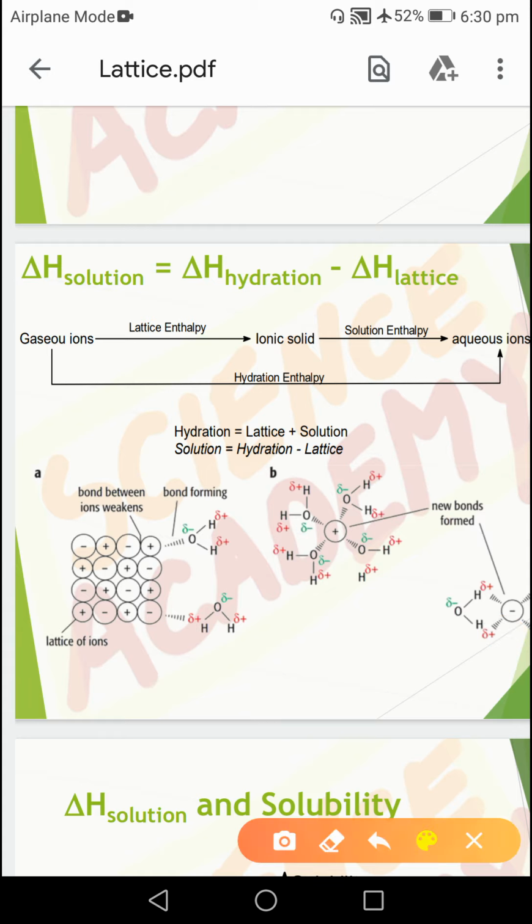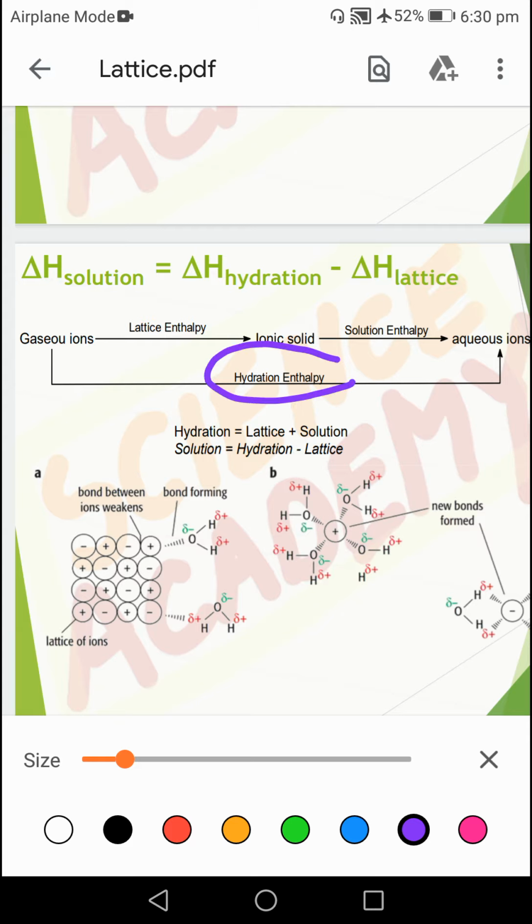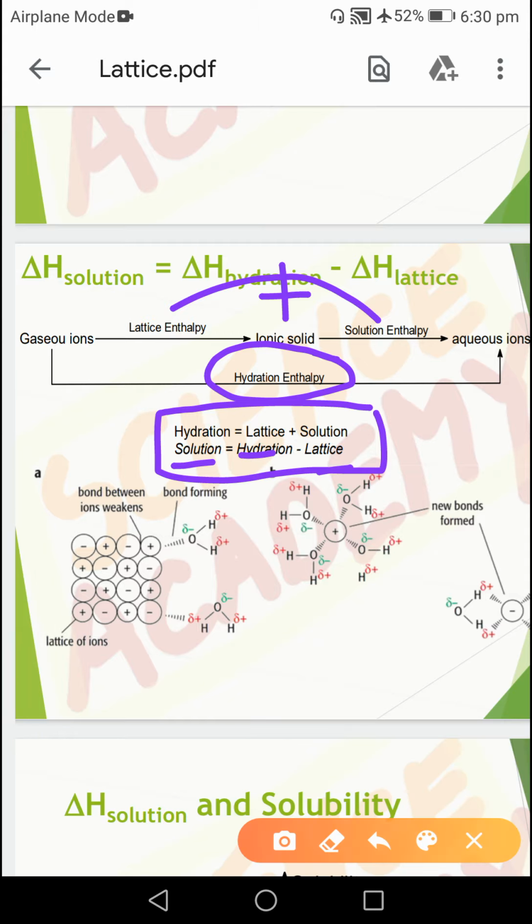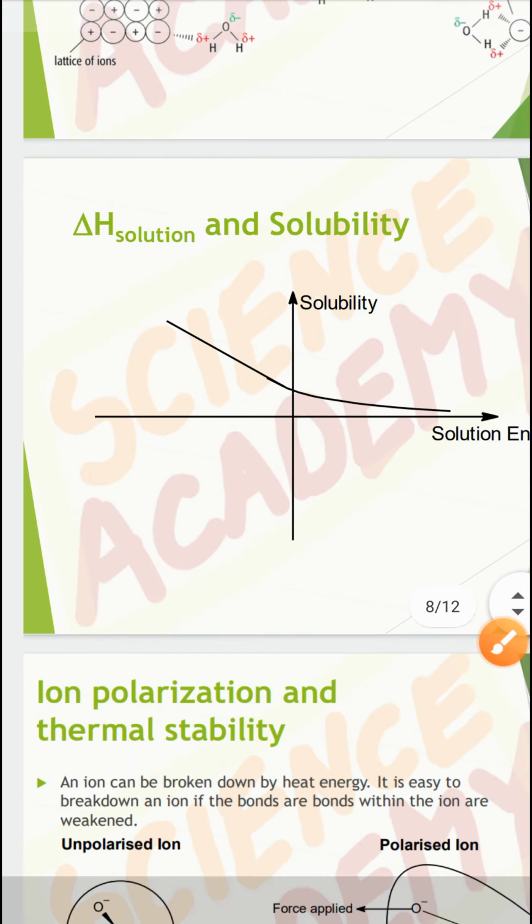Okay, so what can we say? We can say that hydration enthalpy will be equal to the sum of lattice enthalpy and solution enthalpy. And solution enthalpy will be equal to hydration minus lattice. Okay. So suddenly, why are we learning the link between solution, hydration, and lattice? That might be a very good question.